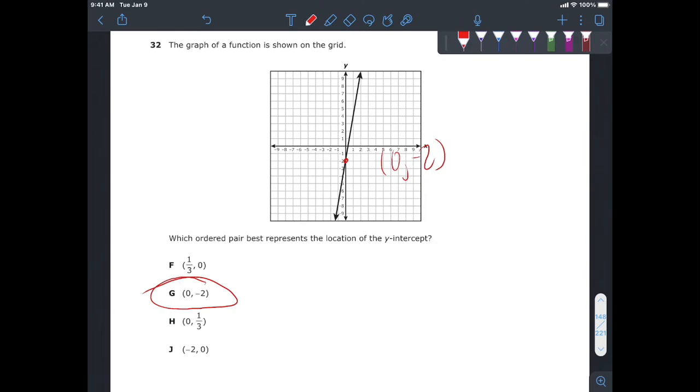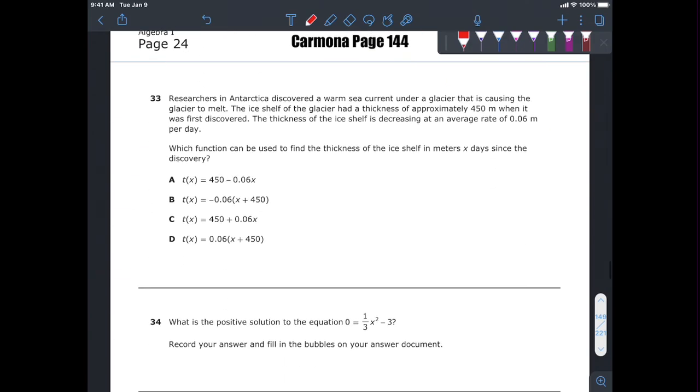Number 33. Researchers in Antarctica discovered a warm sea current under the glacier that is causing the glacier to melt. The ice shelf of the glacier has a thickness of approximately 450 meters when it was first discovered. The thickness of the shelf is decreasing at a rate of 0.06 meters per day. Which function can we use?